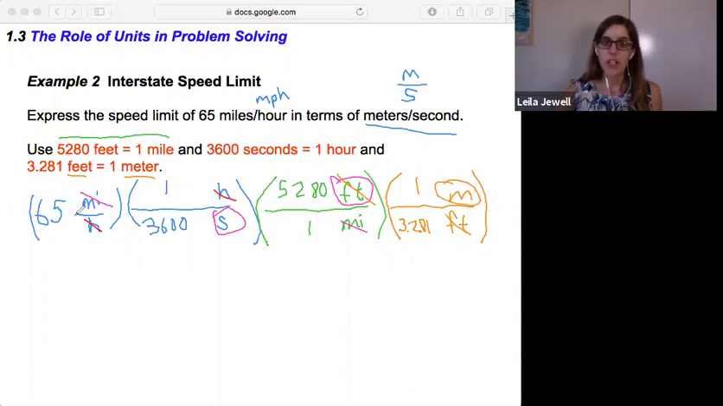meters per second. And I'll need to multiply all these numbers out. 65 divided by 3600 times 5280 divided by 3.281. And that will give me my final answer.